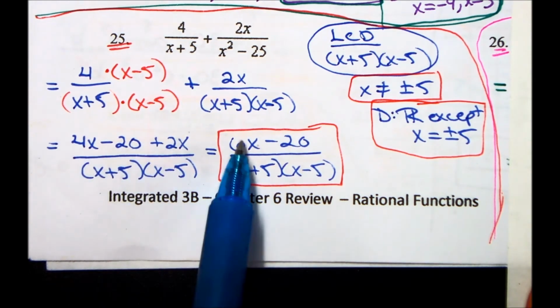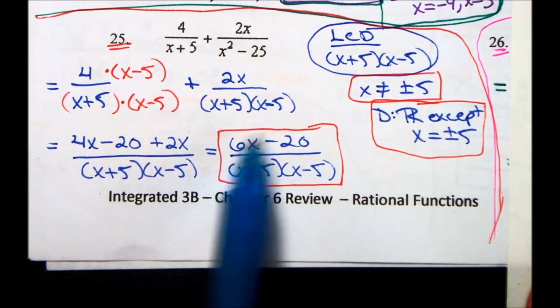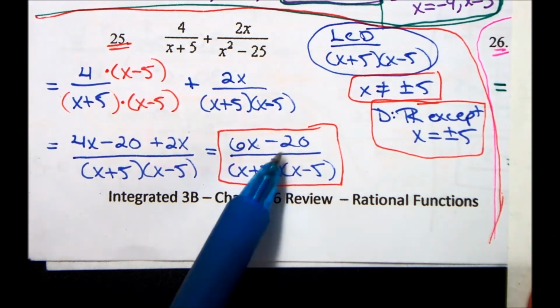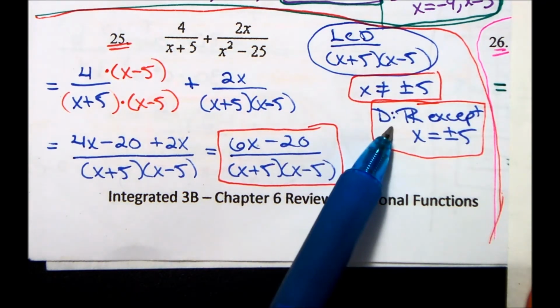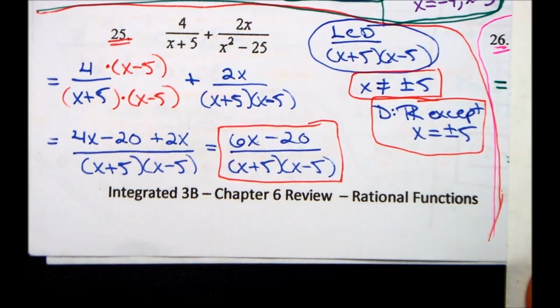Combine your like terms, you get 6x minus 20 over x plus 5, x minus 5. Yes, we could factor out a 2, but that's not going to reduce with either one of our denominators, so it's not necessary. That's our simplified answer. And again, as far as domain or undefined values, x cannot equal positive or negative 5.